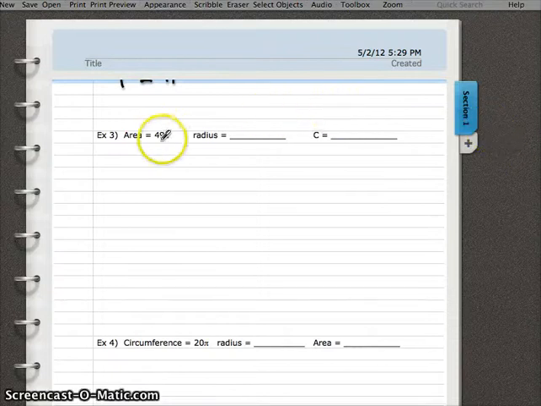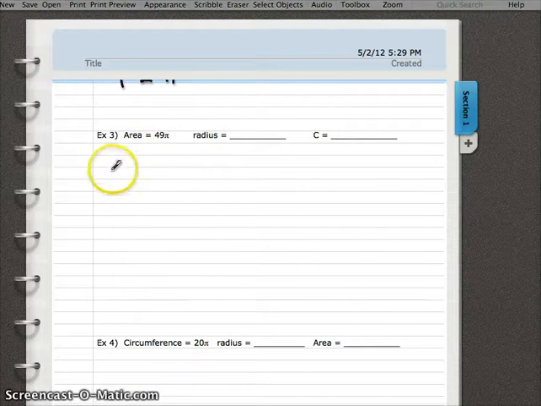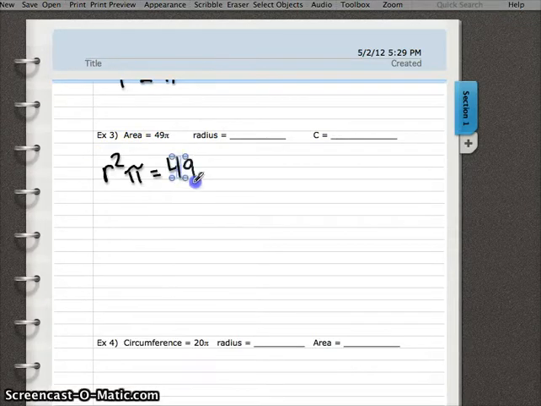If you're given the area and you're asked to find the radius, then set up your formula. r squared pi equals the area that they gave you, 49 pi. So the area equals the area that they gave you. And then solve for r.